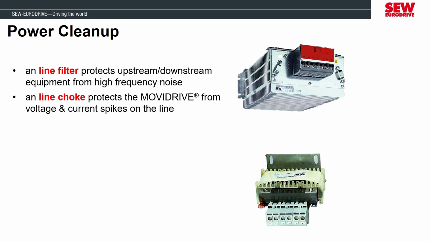Also, when other line contactors in the cabinet switch, or if lightning indirectly strikes the building, this can cause high energy overvoltage pulses at the inverter that peak past its rating. A line choke can help smooth these high voltage pulses from causing damage to the inverter.